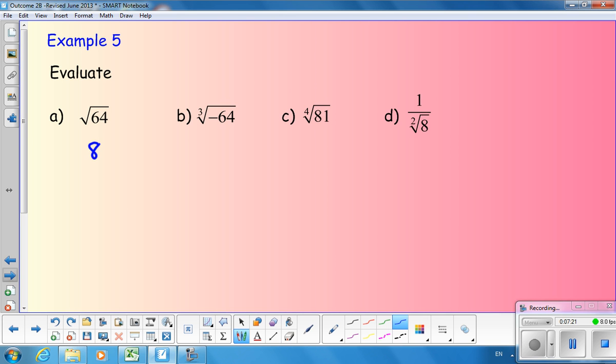The cube root of negative 64. The cube root of negative 64 will be negative 4. Again, we can use our factor tree and work out 3 equal groups. Each group will have 2's inside.